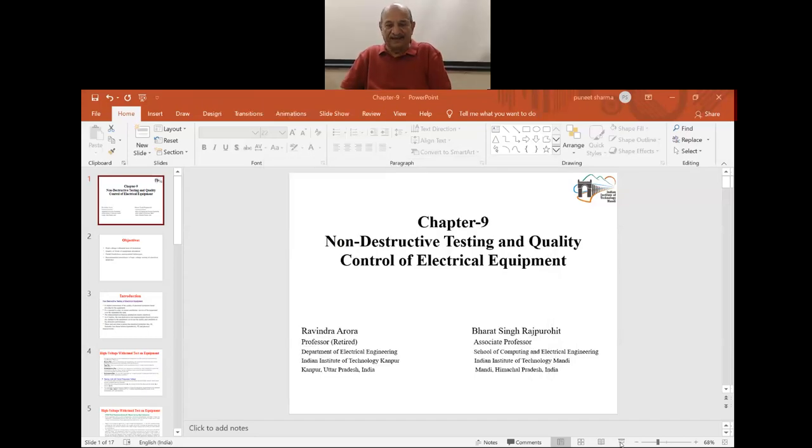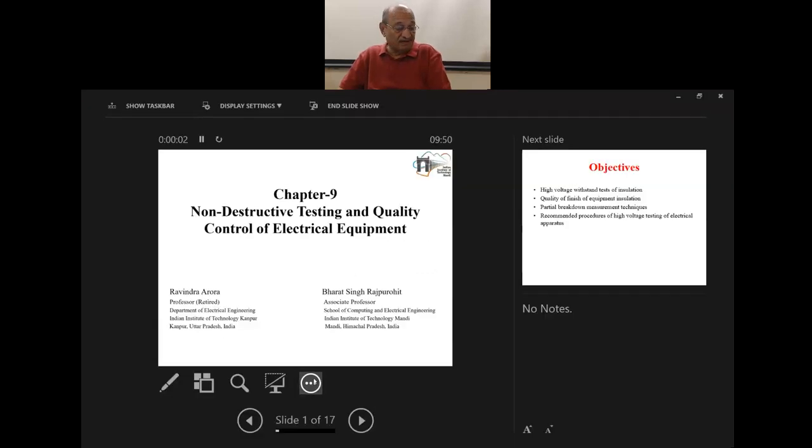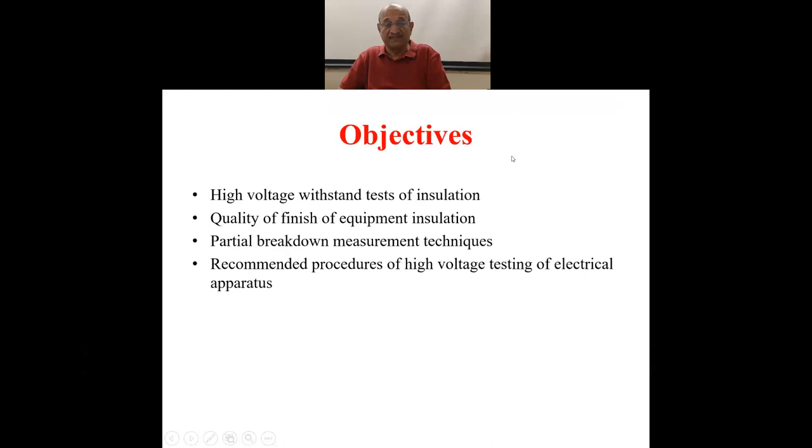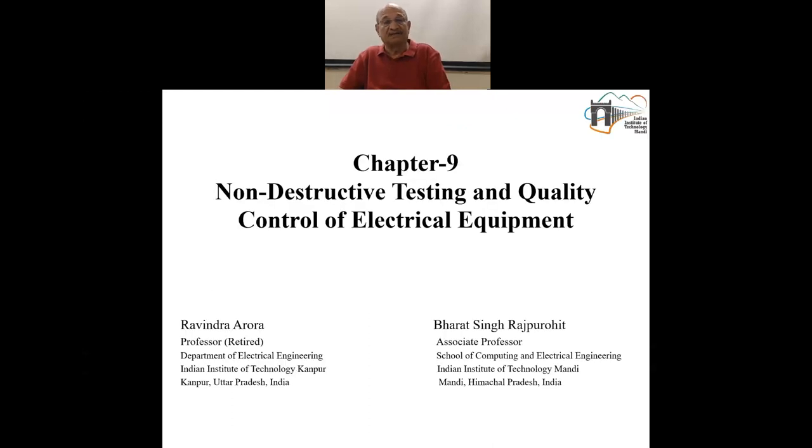Welcome, folks. We will begin chapter number 9, which is about non-destructive testing and quality control of electrical equipment. What determines the quality of the electrical equipment? Of course, the dimensions, the cross-sectional areas of metallic conductors and all these things do. But one of the main concerns is always that of electrical insulation provided to the equipment.